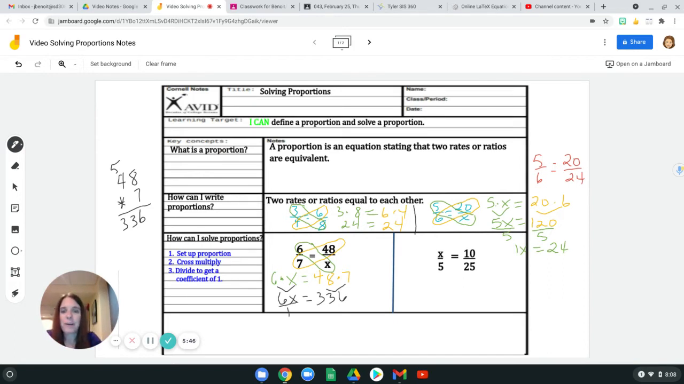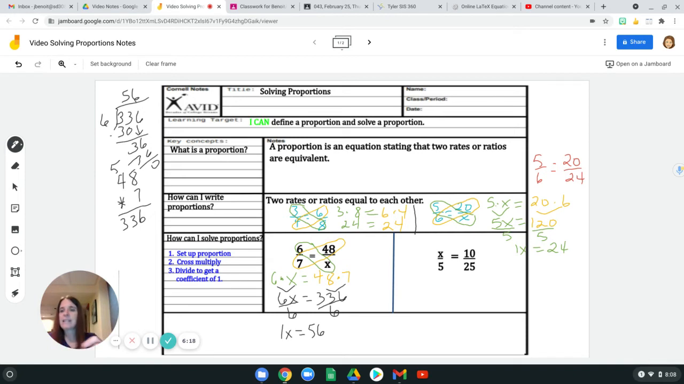So we're going to divide by that coefficient of 6 and get 1x is equal to, I don't know that either, so I'm going to do more side math. 336 divided by 6. 6 goes in the 33 5 times. Bring down the 6. 6 goes in the 36 6 times. Excellent. Good multiplication and long division practice in this problem.